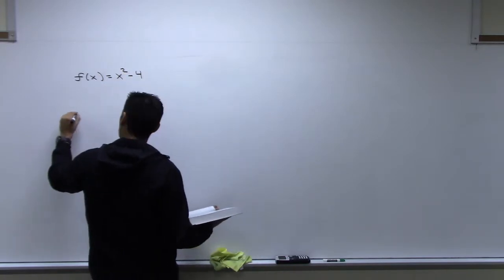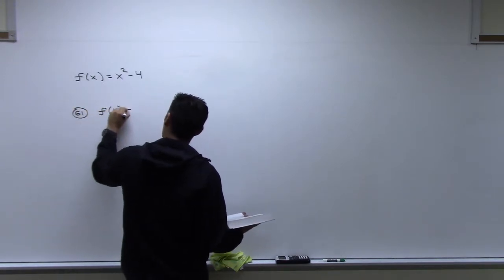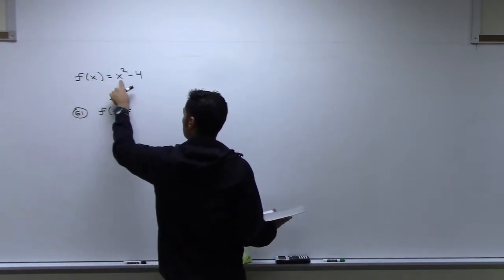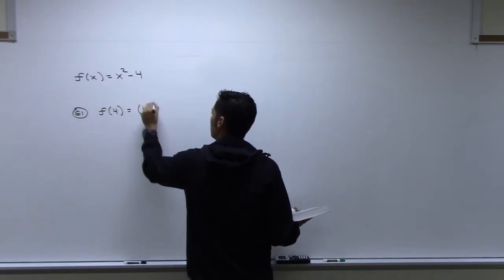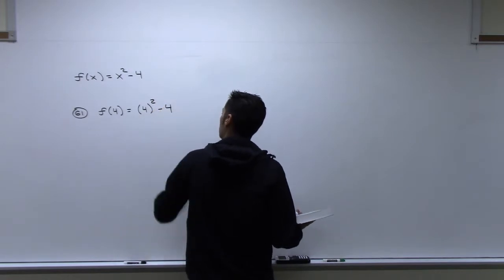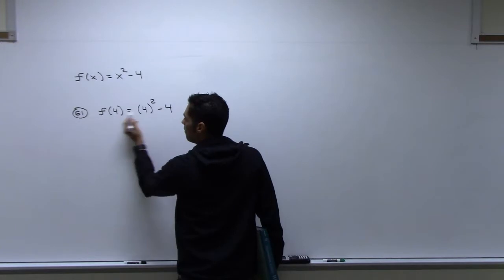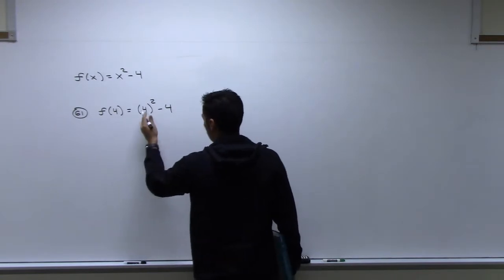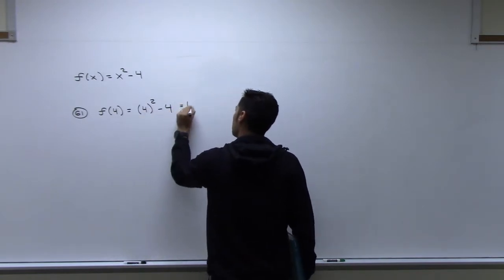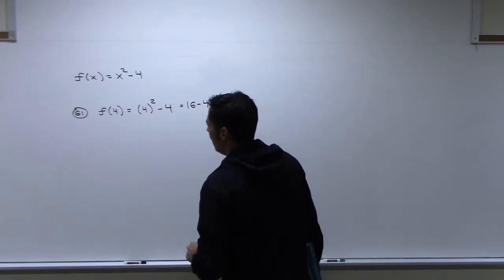So for number 61, they just want f of 4. So I'm just going to replace this with 4, which means replace that with 4. So it becomes 4, notice it's in parentheses, squared minus 4. The reason why I want to put it in parentheses is because if this was negative, then you would square the negative and it would become positive. So just be careful with that. In this case, it's just 4. So 4 squared is 16. 16 minus 4 is 12. Okay, so we're done there.